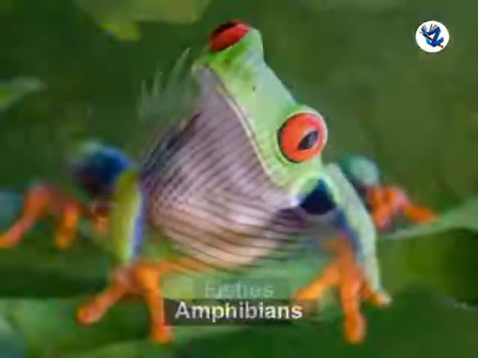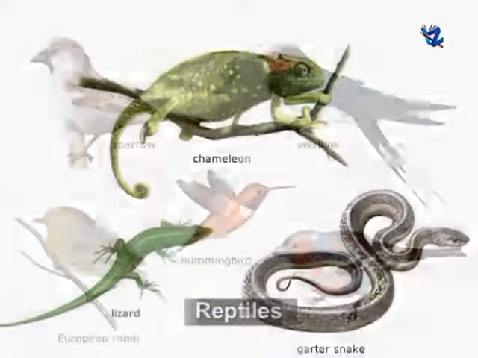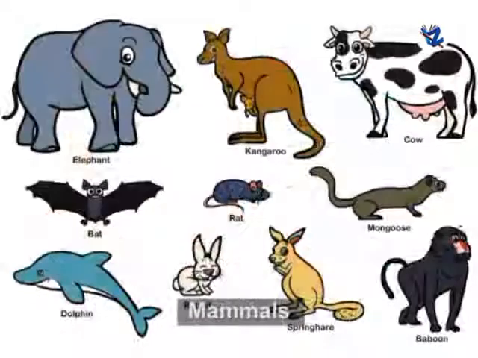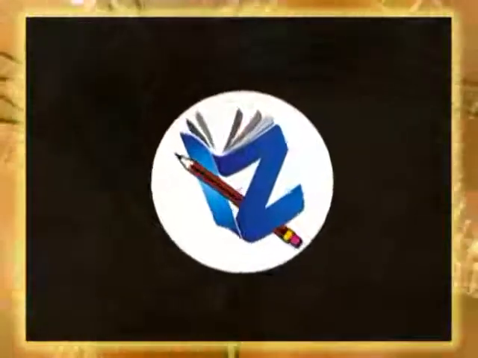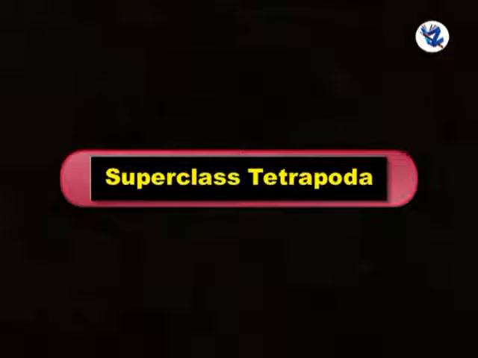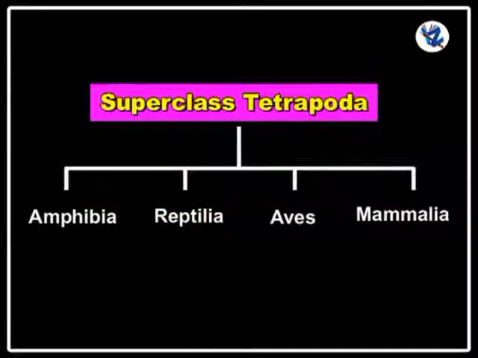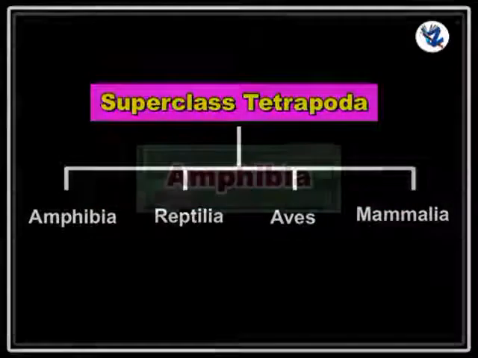Example: fishes, amphibians, reptiles, birds and mammals. Class Cyclostomata. Now we'll see in detail superclass Tetrapoda. It is subdivided into 4 classes.